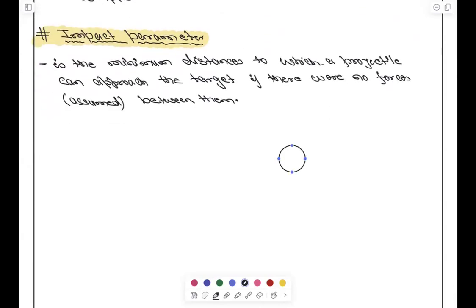So let's say this is my target and this is my projectile, right? The minimum separation here is B. And at this point of time, we are saying no forces. Why? Can anyone explain this thing? Why I'm saying no forces?